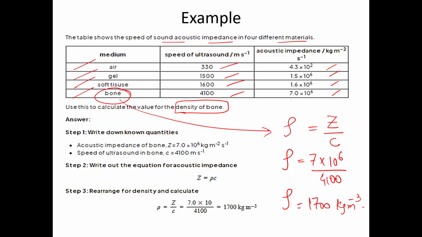Yes, student, are you understanding how to use the acoustic impedance for finding the density of the respective thing? You have to keep this formula in your mind. This will not be given in your formula sheet. Acoustic impedance is equal to density multiplied by the speed of ultrasound. Is it fine?